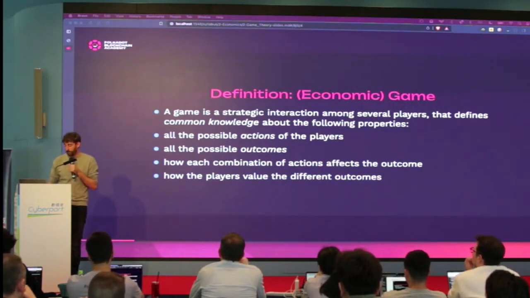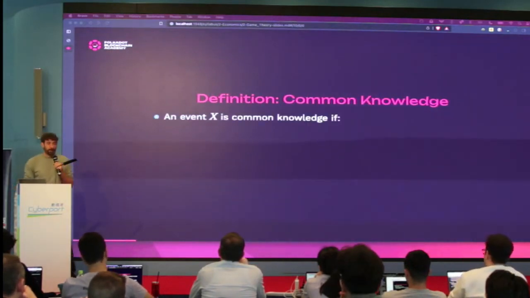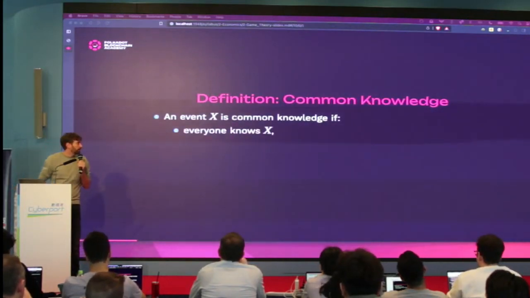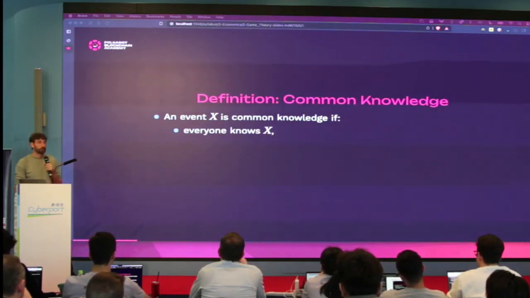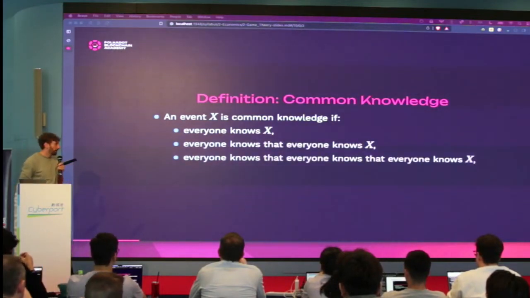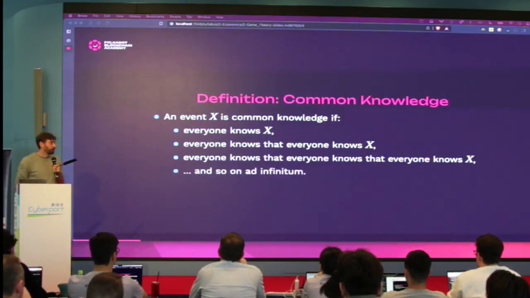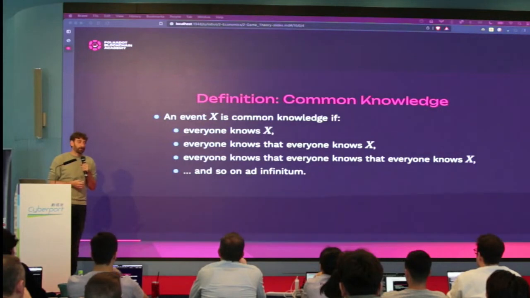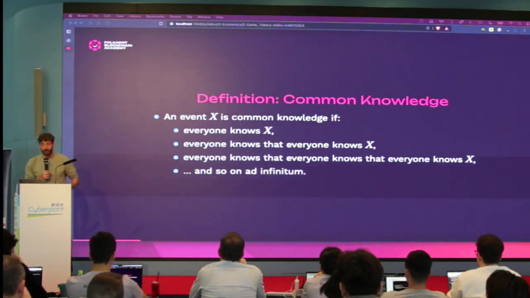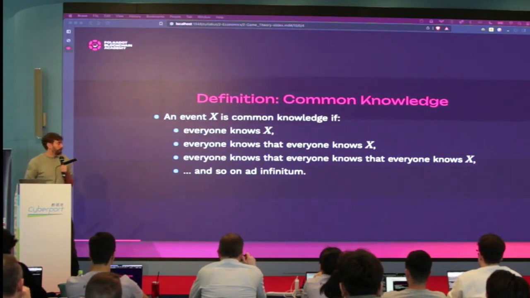And yeah, so let's define common knowledge. An event X is common knowledge if everybody knows X, and everybody knows that everybody knows X, and everybody knows that everybody knows that everybody knows X, and so on. And we will see, in one of the first games we play, this will be quite an interesting application there.